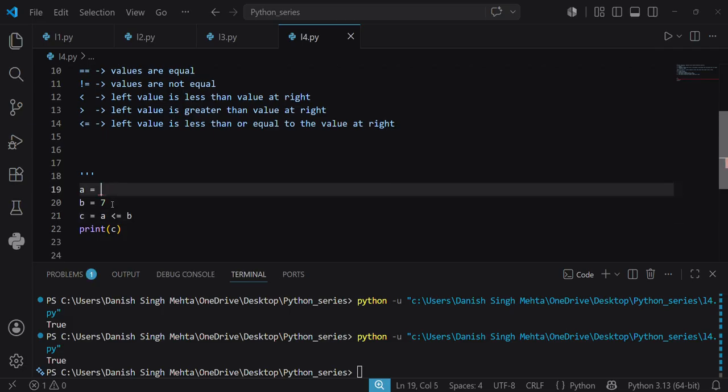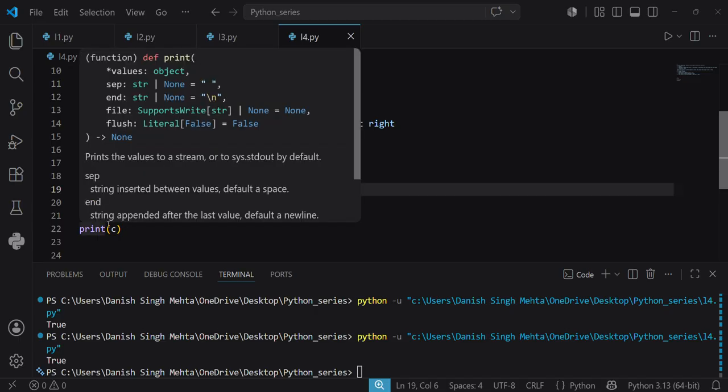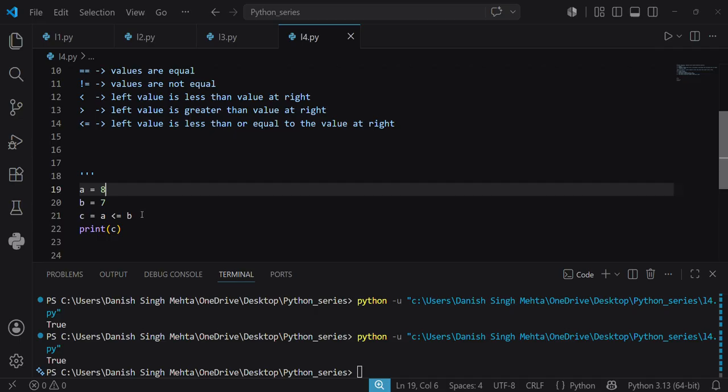If I here put 7, then yes, 7 is not less than 7, but 7 is equal to 7. So again, it will be true. But if I change here, now it is saying A is less than equal to B, means 8 is less than equal to 7. Now we will check first condition, is 8 less than 7? No. Then second one, is 8 equal to 7? No. So both conditions are becoming false. So its result will be false.